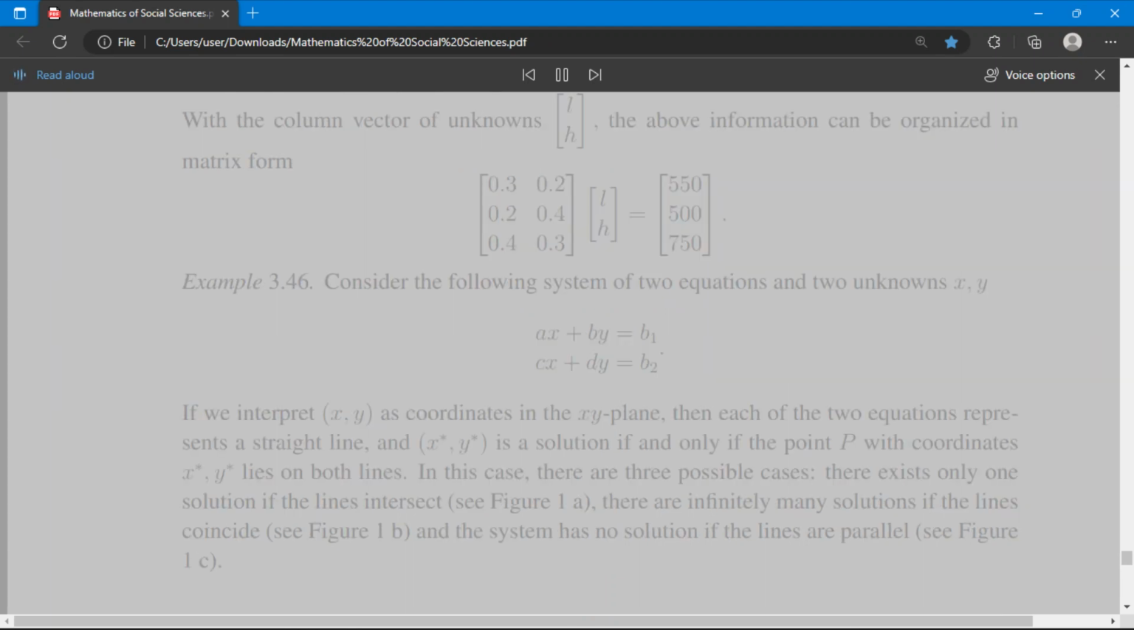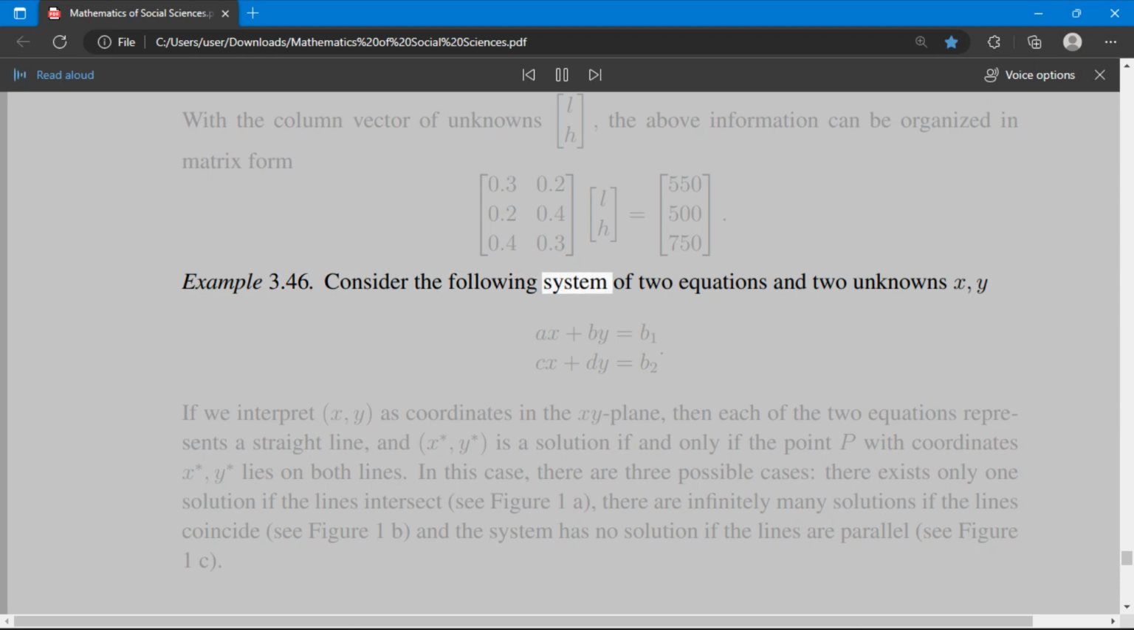550, 500, 750. With the column vector of unknowns LH, the above information can be organized in matrix form: 0.3, 0.2, 0.2, 0.4, 0.4, 0.3, LH equals 550, 500, 750.